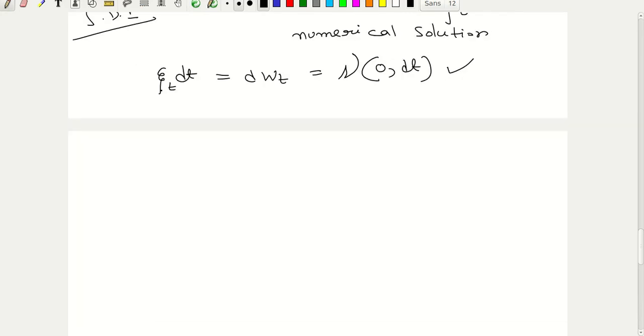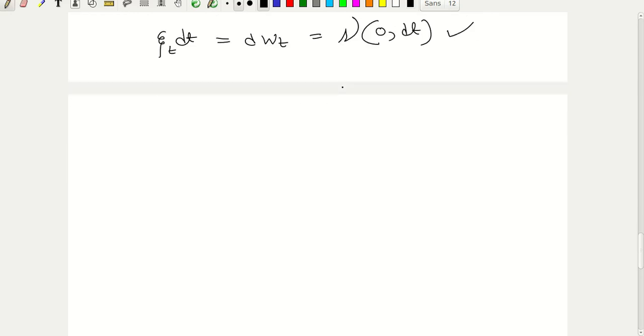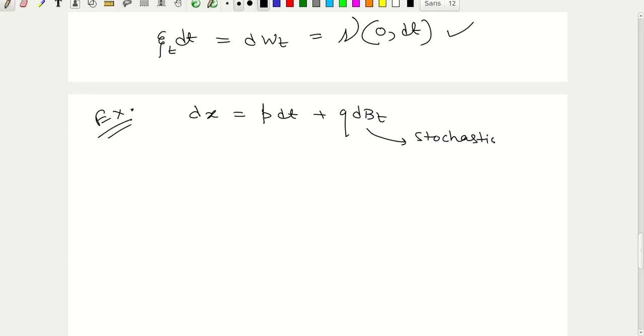So this is how you write the stochastic differential equation. Let's know more about it. Let's say you have an equation like this: dx equal to p dt plus q into dBt. This is basically the stochastic part of the differential equation, and this is the deterministic part.